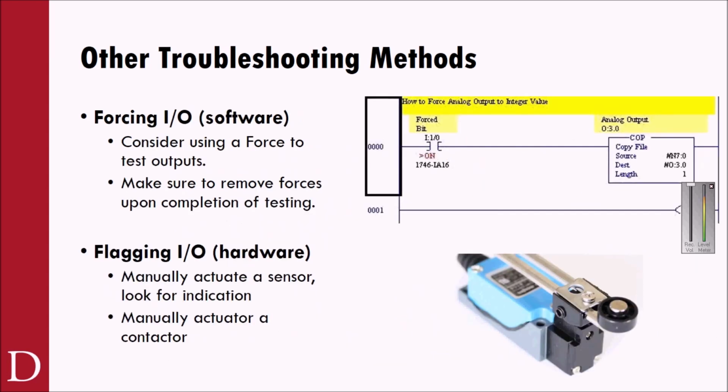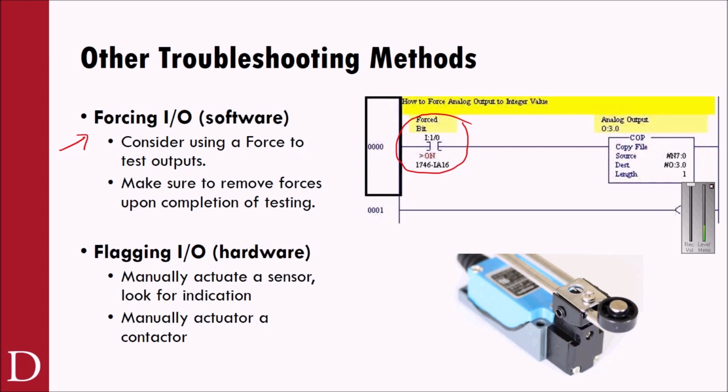Other troubleshooting methods, forcing I/O. One of my favorite things to do if I'm really struggling and it looks like the wiring's good, everything appears to be working well, I can always go into the software and look at the status of the I/O. And I can always do things like force a bit on. You know, I can right click and force a bit on.